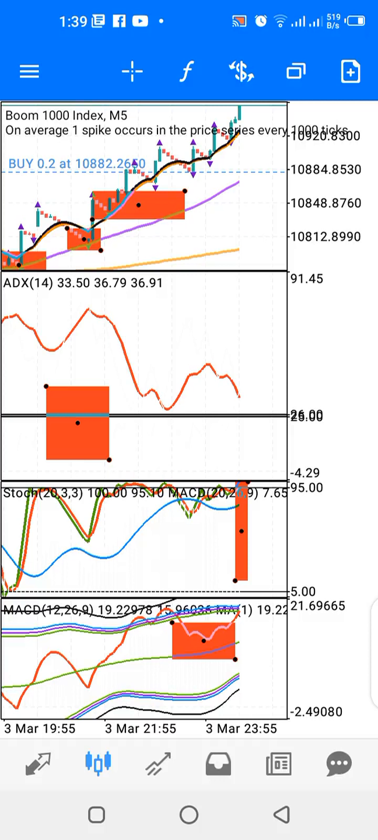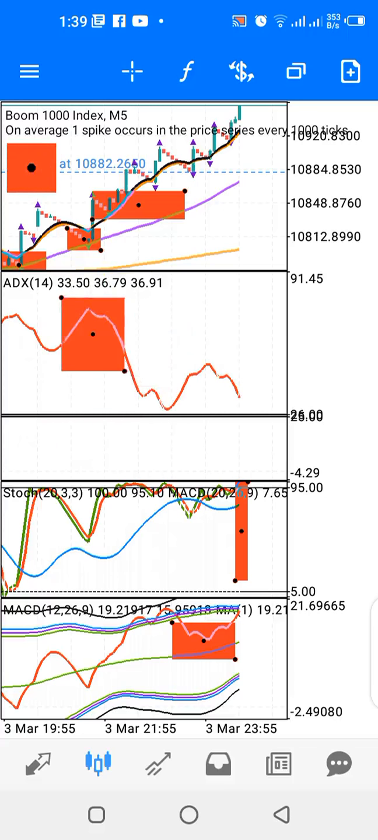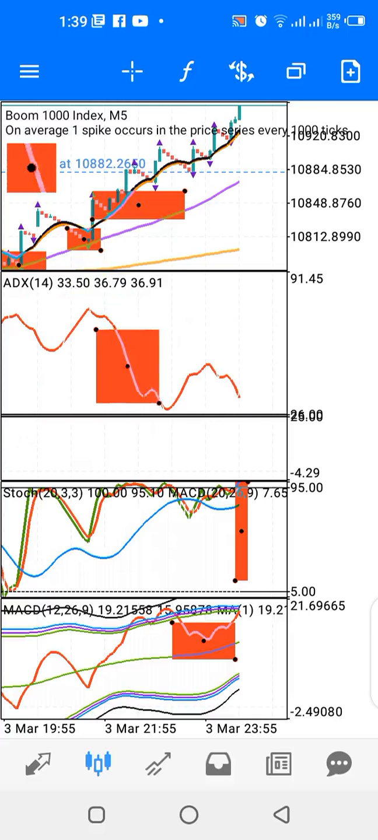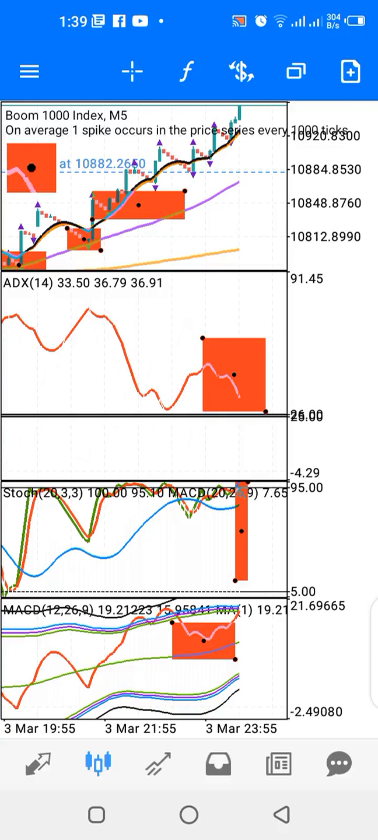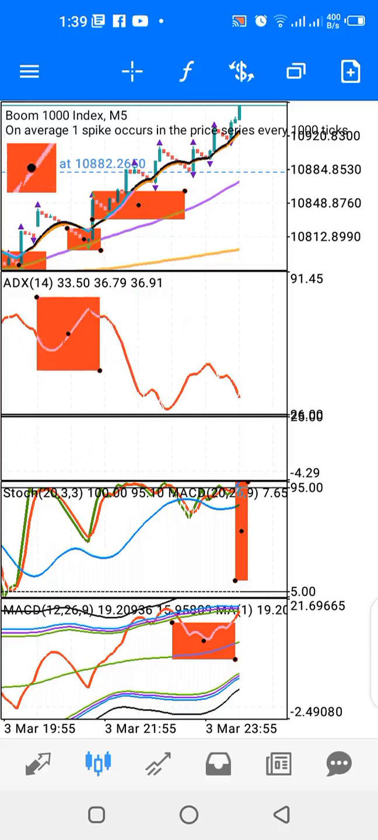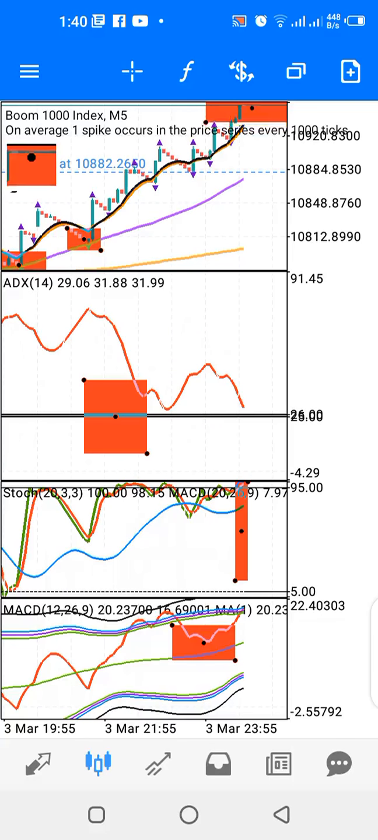And for boom index, whether Boom 1000 or Boom 500, you only buy. For crash index, whether Crash 500 or Crash 1000, you still wait for the red line to cross above the ADX level 25, 26. As long as the ADX red line is above the 25, 26 level, you can sell crash, or you can buy boom in line with the spike. You can see price is still spiking, still going up.